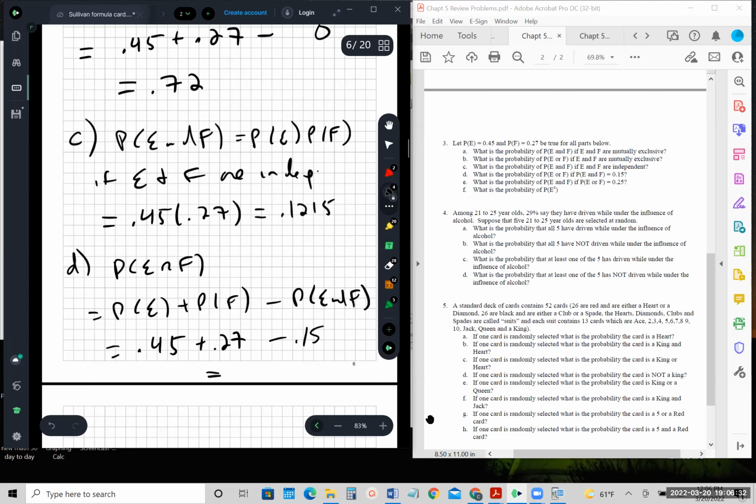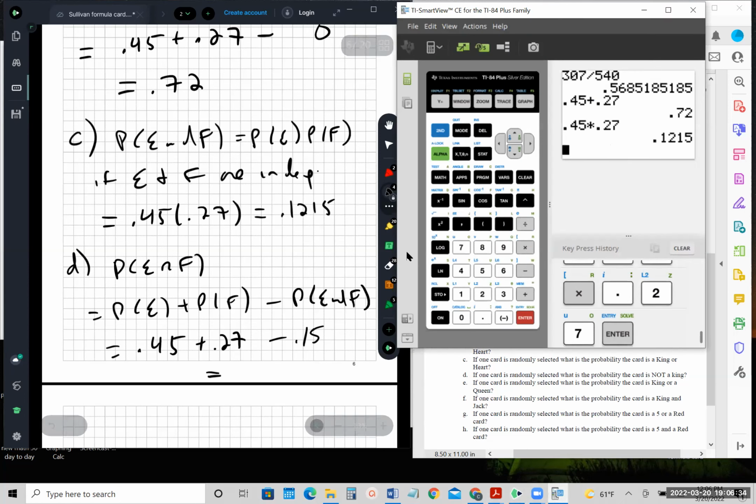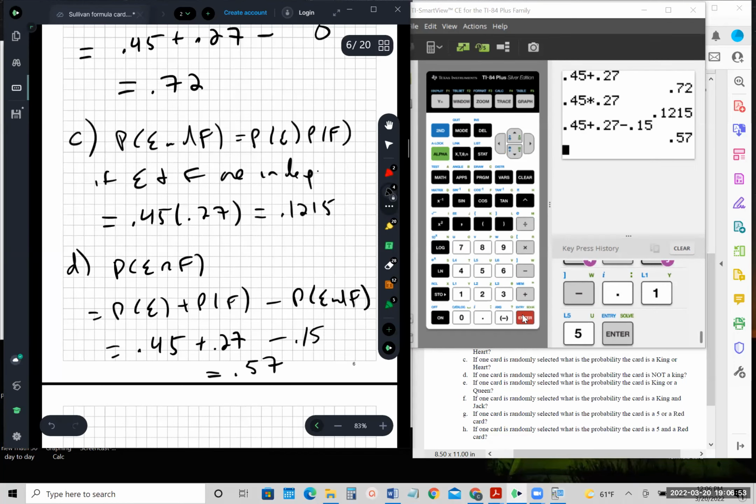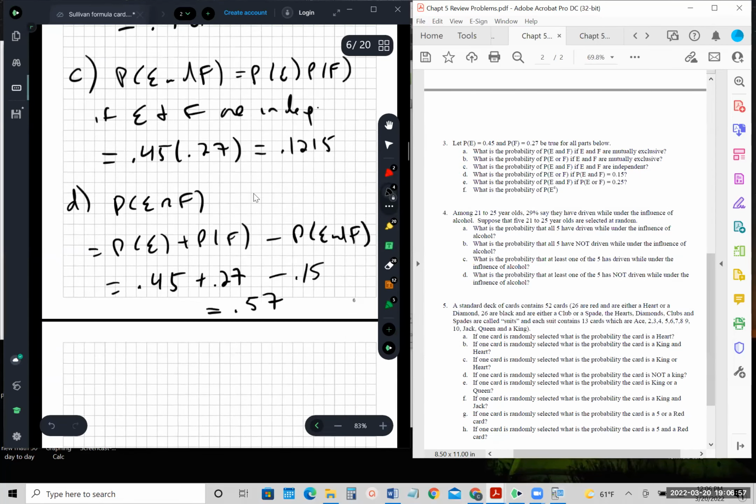So if we just go through and do the math, and again, all these formulas are on your formula card. So 0.45 minus 0.27, I'm sorry, plus 0.27. Minus 0.15. So I get 0.57. And that would be D.